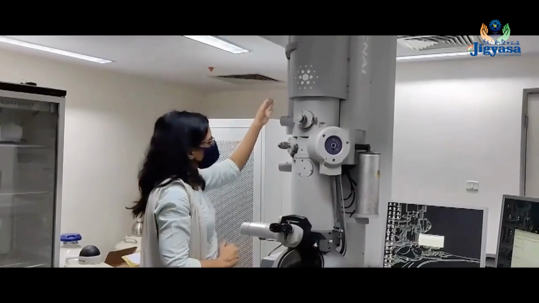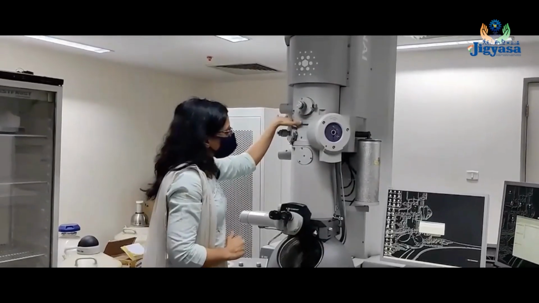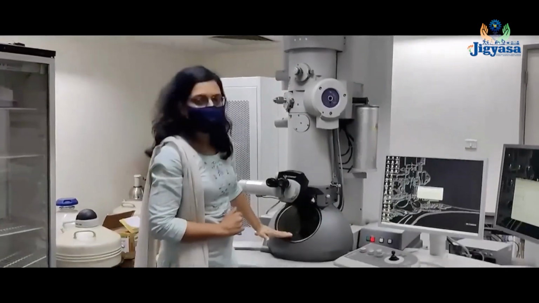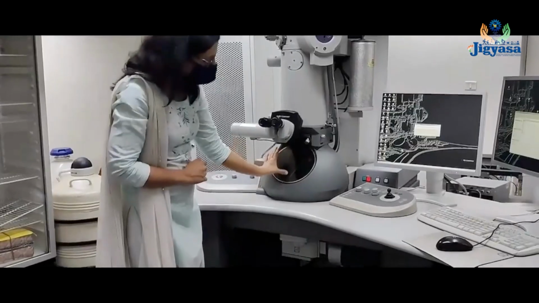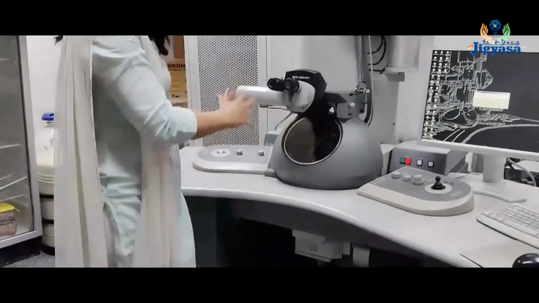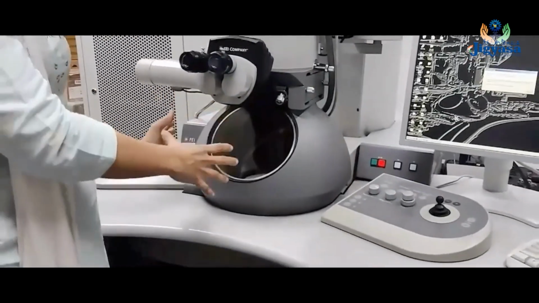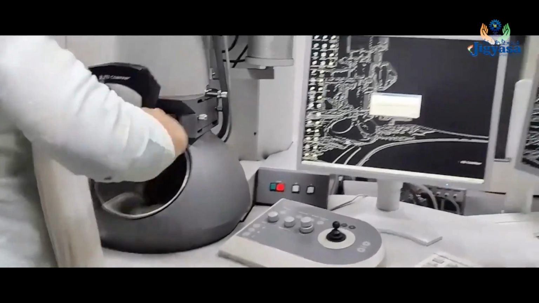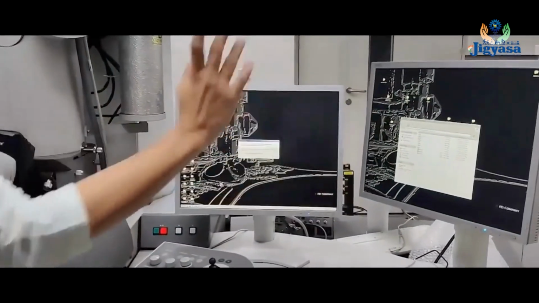So the electrons are moving and finally bombard your samples and the images formed here. What you see here is a fluorescent screen, but these days we really don't use the screen per se. We directly transfer the images onto the digital media.